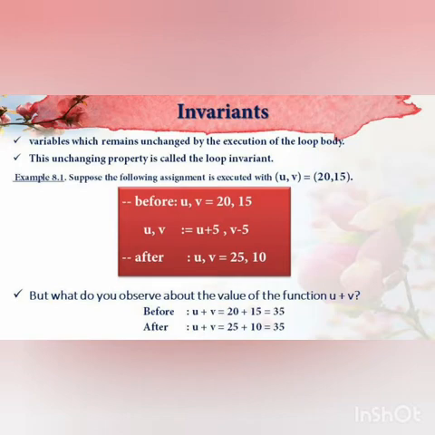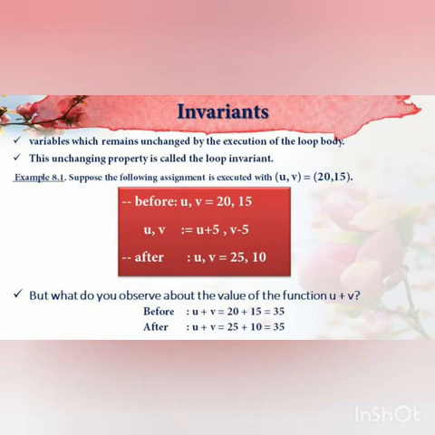Next, we are going to perform some assignment, that is u, v colon equal to u plus 5, v minus 5. Here, before assigning, the value of u is 20 and v is 15. Here, u, v is equal to u plus 5 and v minus 5. So, the value of u is 20, so 20 plus 5 is 25. Now, the value of u is 25. Then, the value of v is 15, so 15 minus 5 is equal to 10 here.